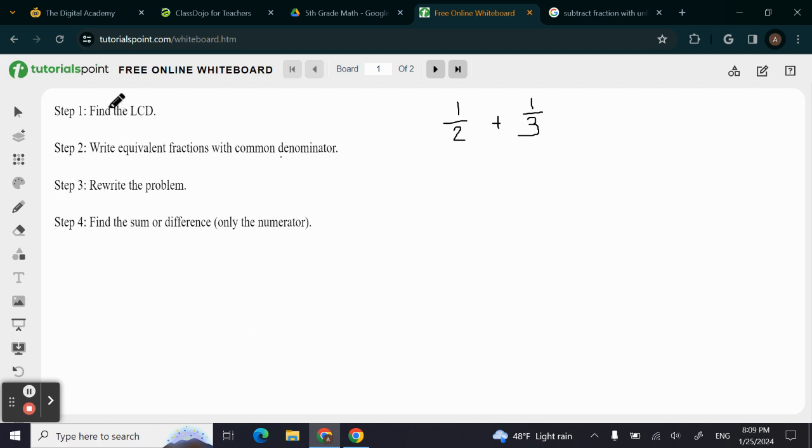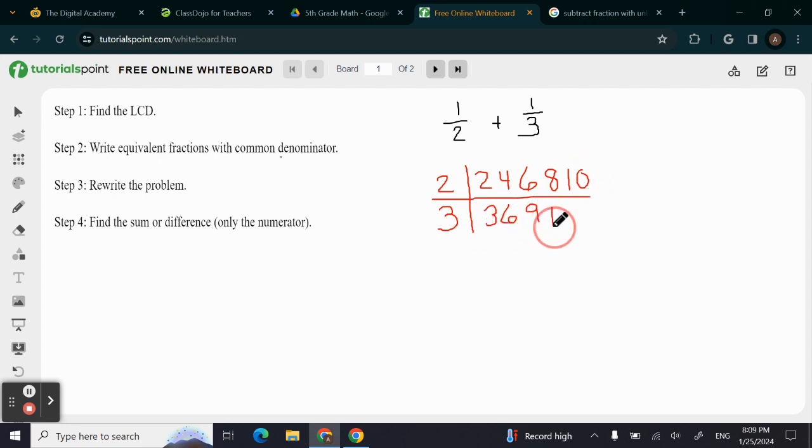So step one is to find the LCD, or the least common denominator. So we take our two denominators, 2 and 3, and we find the multiples of both. So 2, 4, 6, 8, 10, 3, 6, 9, 12, 15.